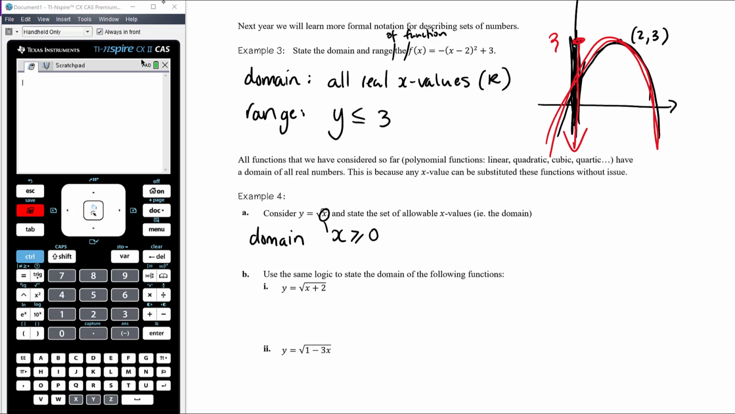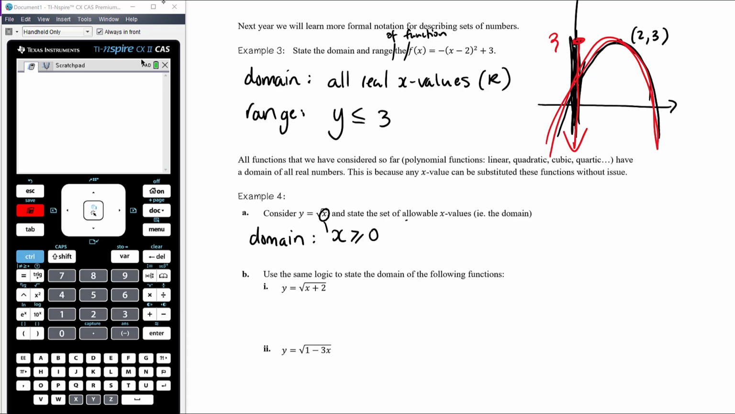The domain of this graph and this function only exists if x is a number that is bigger than or equal to 0. As long as it's a positive number, you can calculate the square root of it, and therefore this function exists for that x value. But if x was a negative value, we can't calculate the square root and the function doesn't exist.